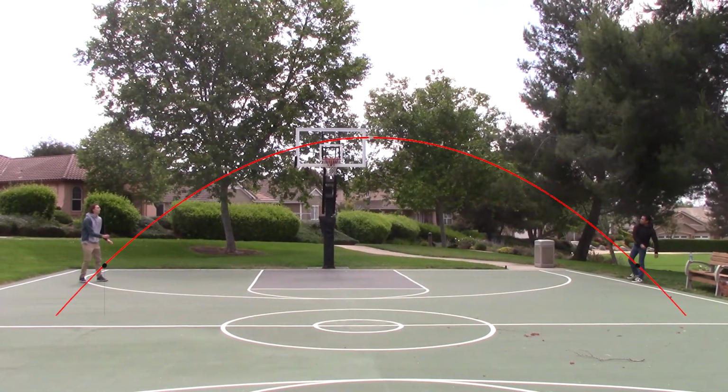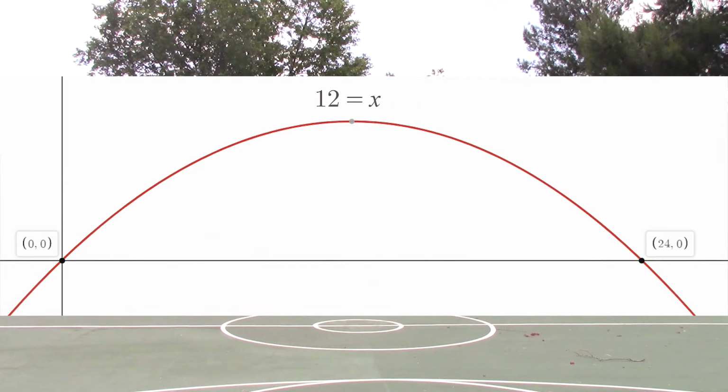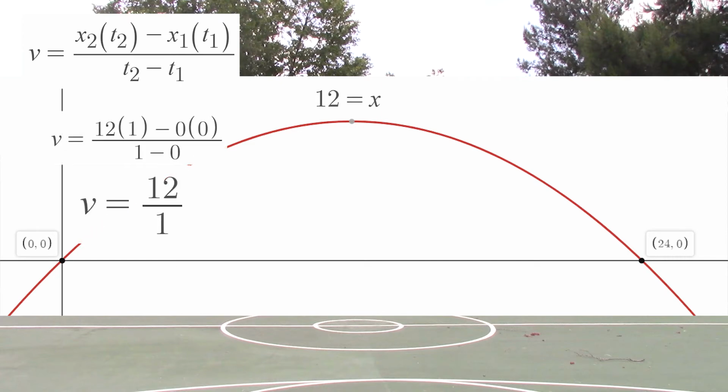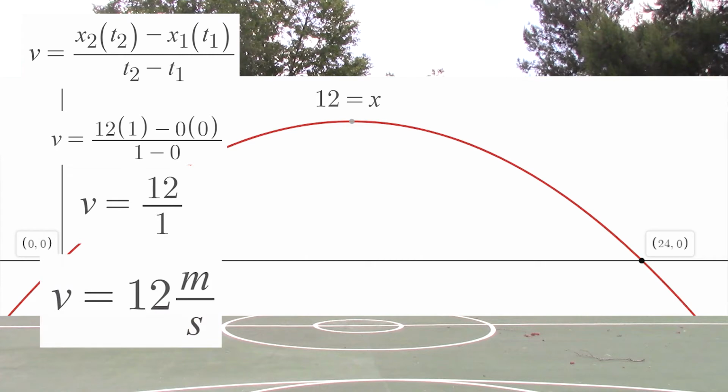It's been 1 second since Anthony threw the ball, and the ball has reached its halfway point. This means I have two x coordinates and times to go with them. I use this equation of average velocity and plug in both my x and my time value sets. After some calculations, I get an average velocity of 12 meters per second.